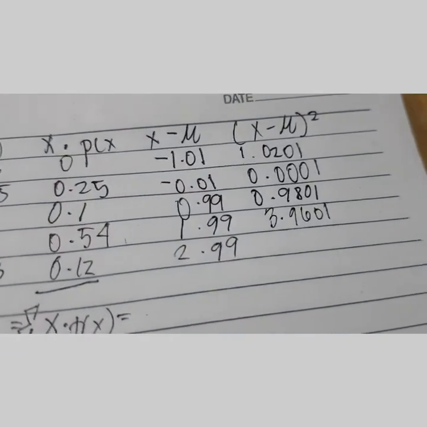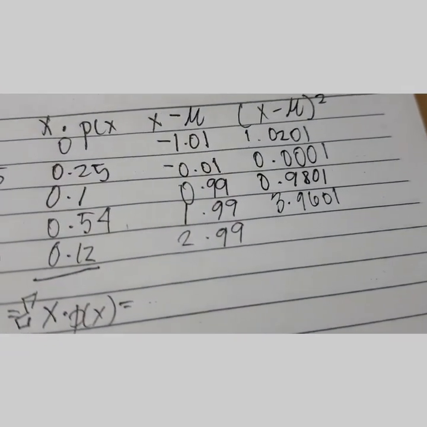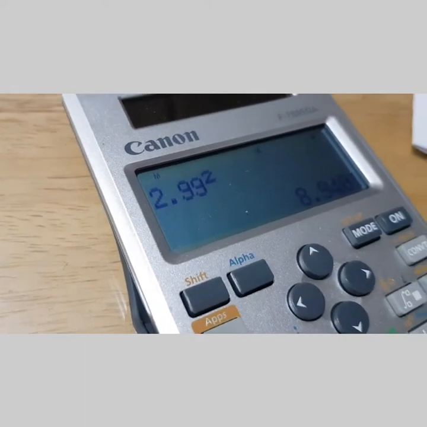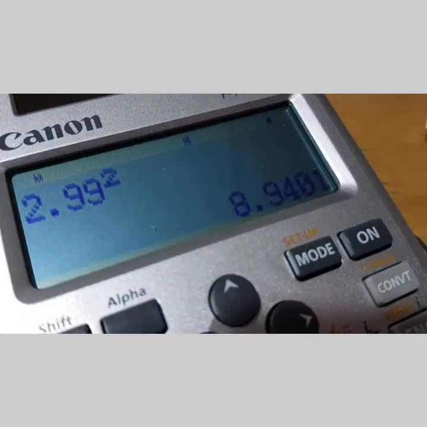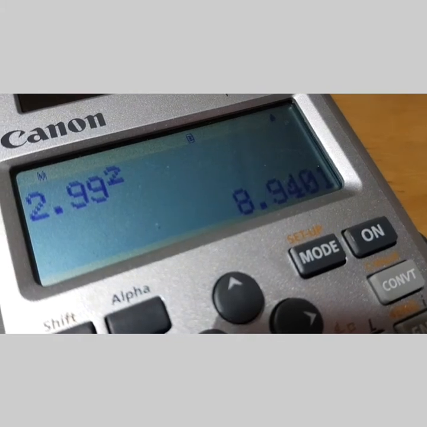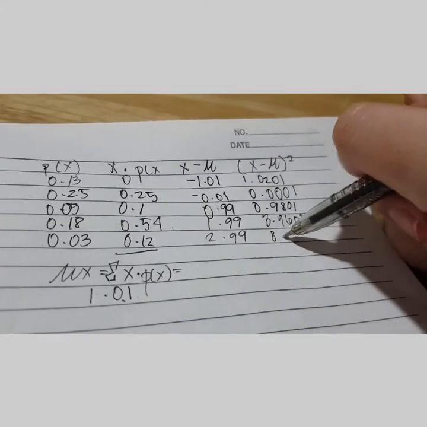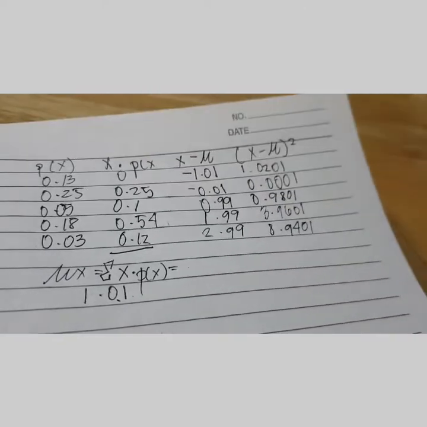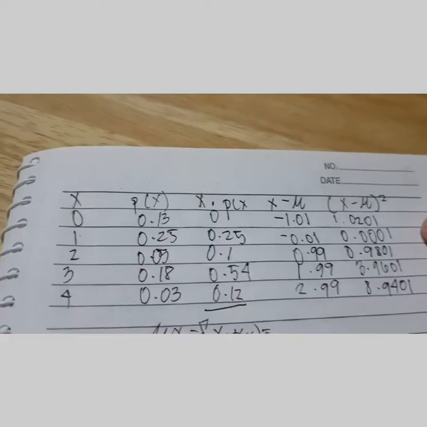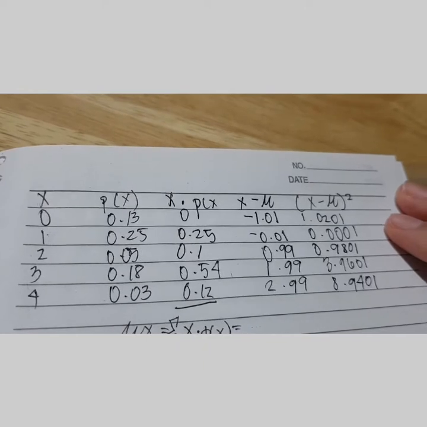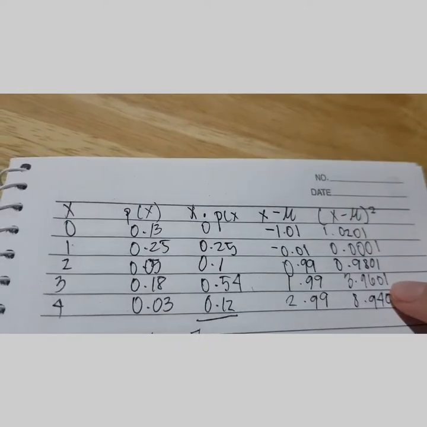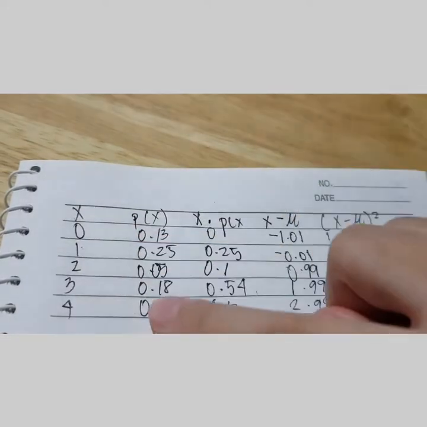Next and last is 2.99. The 2.99 is 8.9407, 8.9401. Para malaman natin yung variance, kailangan po natin i-multiply ang mga ito dito.